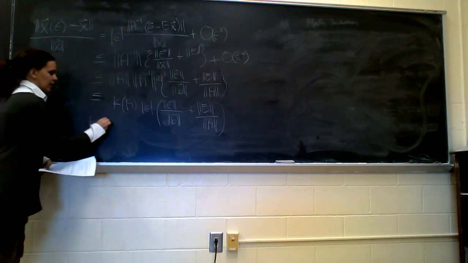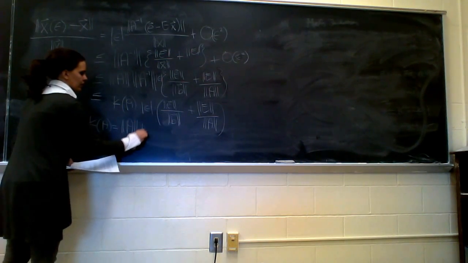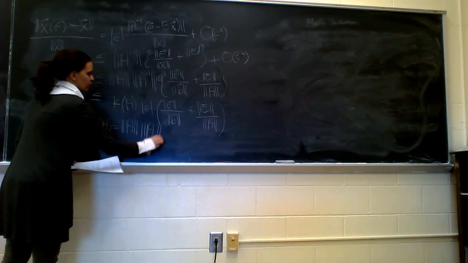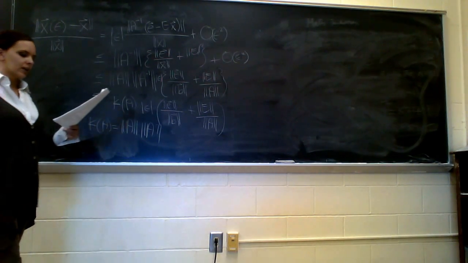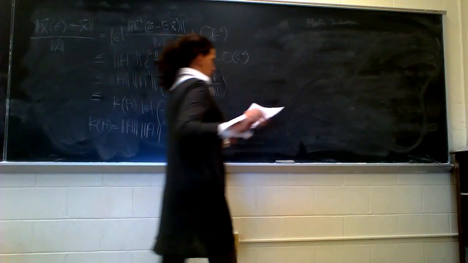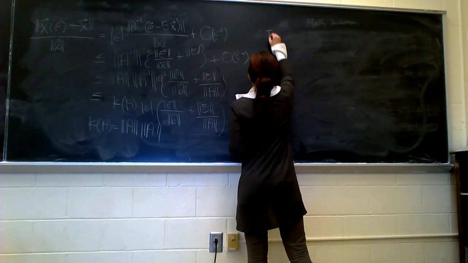So this is how we can actually define the condition number. So this is kappa of A is equal to the norm of A times the norm of A inverse. And the condition number is how we measure the sensitivity of the matrix. We want to know if a matrix is well-conditioned or ill-conditioned. So from this, we conclude that the relative errors in A and B can be amplified by the condition number in the solution.